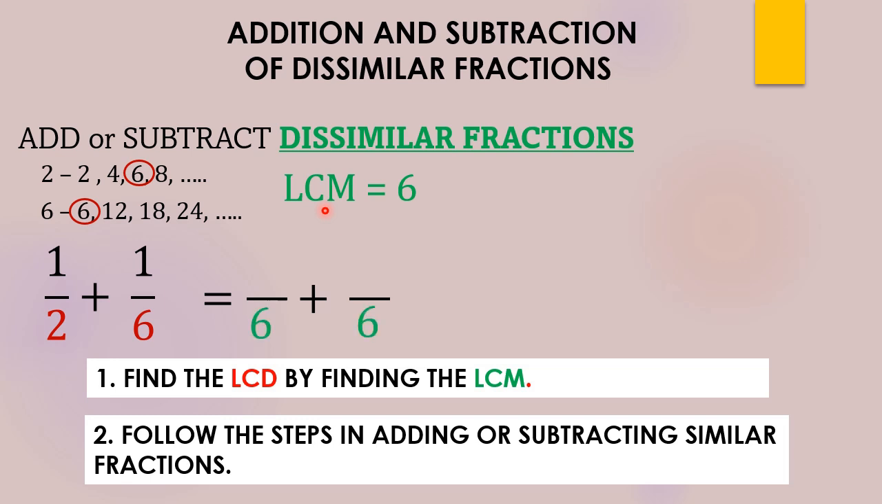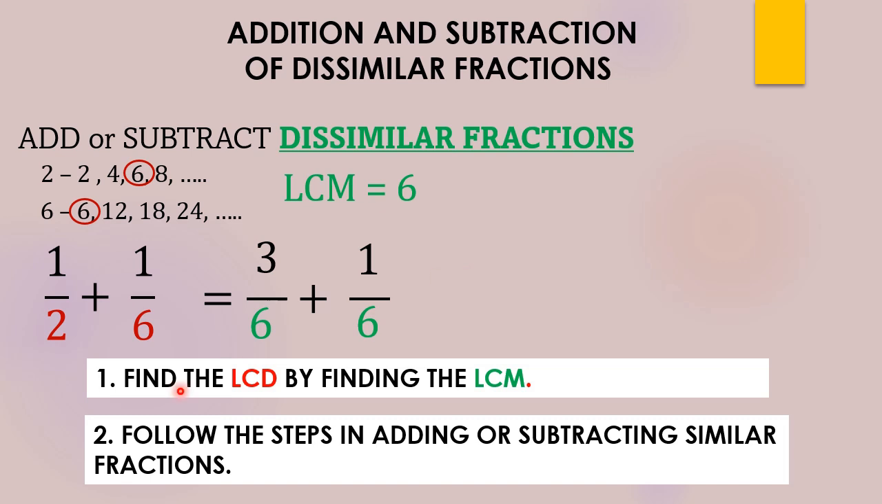So 6 is their LCD, and then to get the equivalent fraction of each fraction, we divide the LCD to its denominator. 6 divided by 2 is 3 times 1. So the numerator is 3. 3/6. So 3/6 is the similar fraction of 1/2. If you're going to reduce 3/6 to its lowest term, it will give us 1/2. And then for 1/6, whose denominator is 6, we just simply copy the numerator.